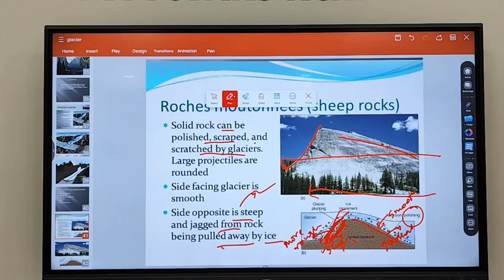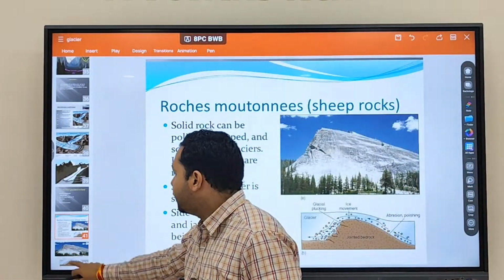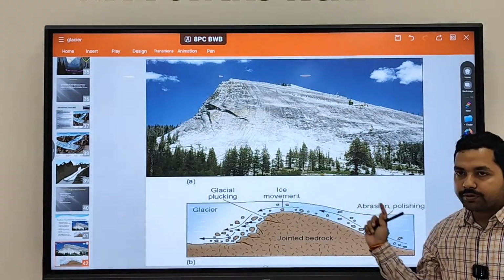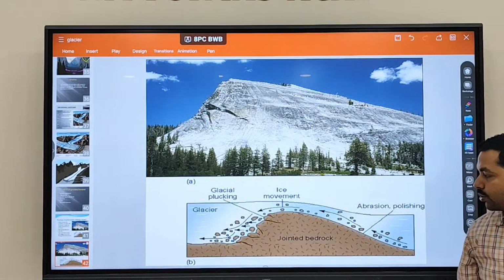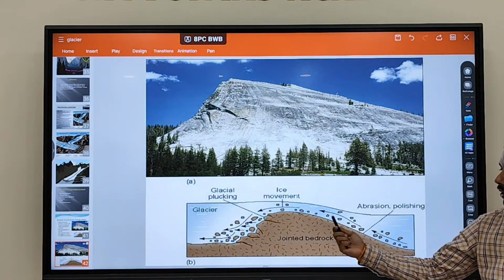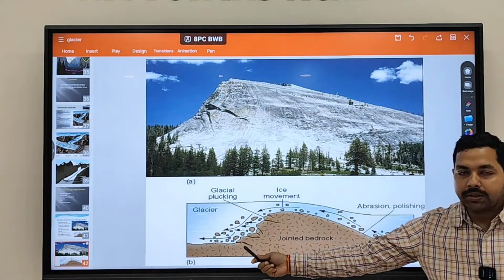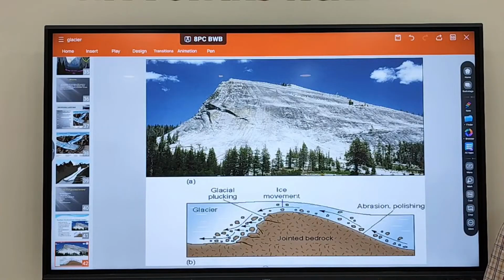Fine. So this is what this figure is trying to indicate. So ice is moving from where to where? You can see the direction of ice. It is moving from here to here. So this particular part will be more polished in nature. This particular part will be nothing but more rough in nature, in the case of Roche Mountain. Fine.